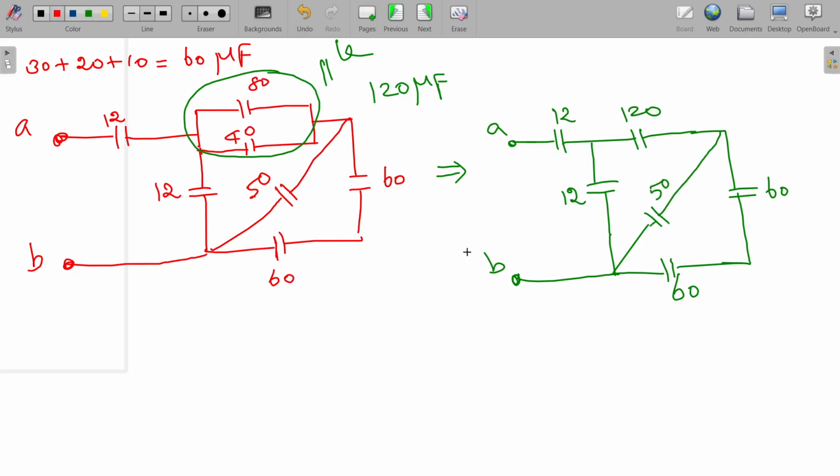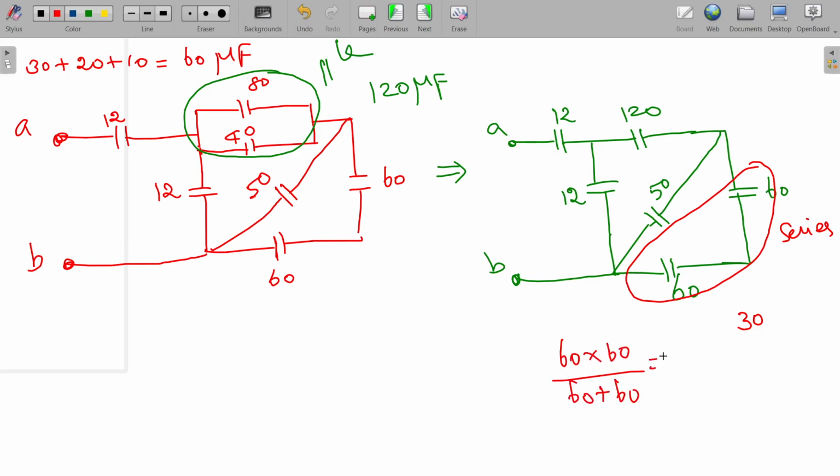So for this, these two 60 microfarad capacitors are connected in series, right? When they are connected in series with equal value, you get half of the value as the equivalent value. Or otherwise, if you go by the formula, it is 60 into 60 divided by 60 plus 60. That is 60 into 60 divided by 120, which is 30, right? So you'll anyhow get the same answer.